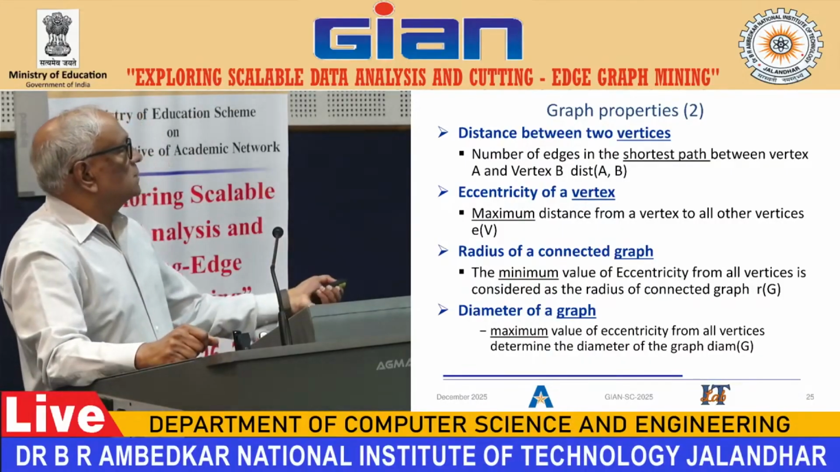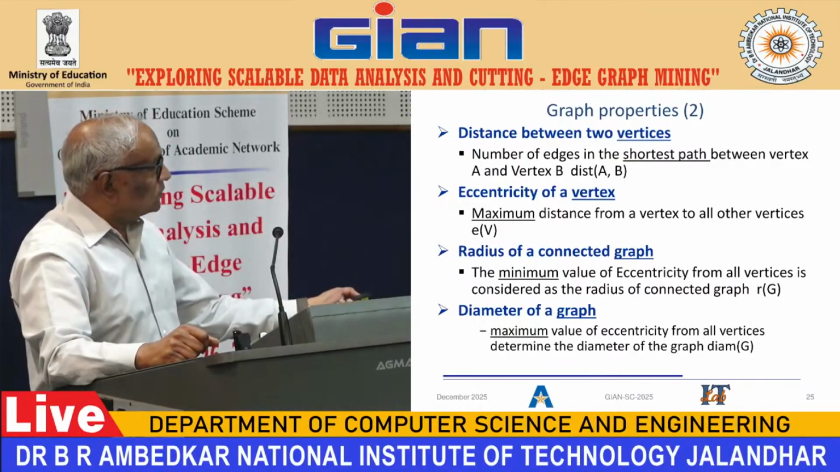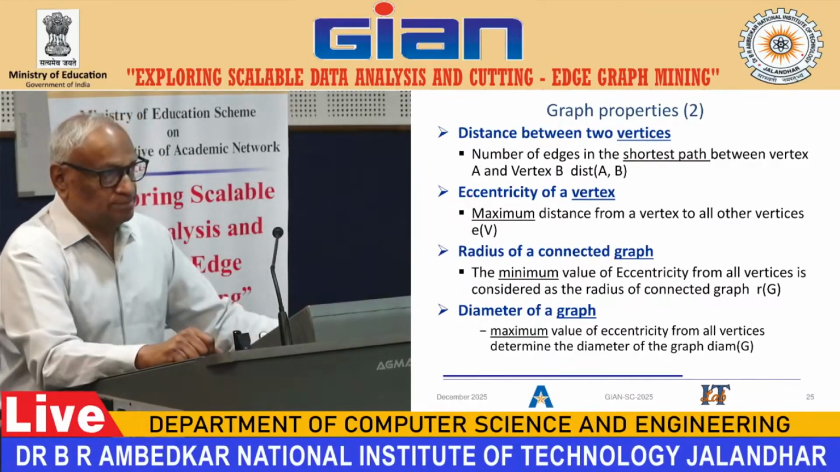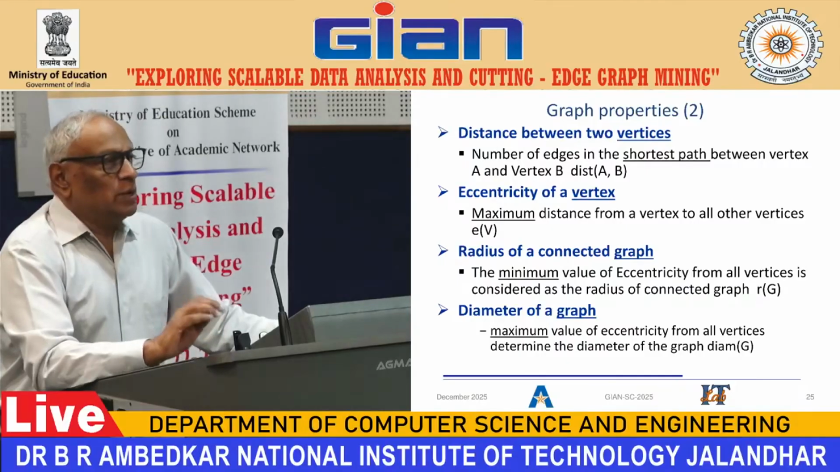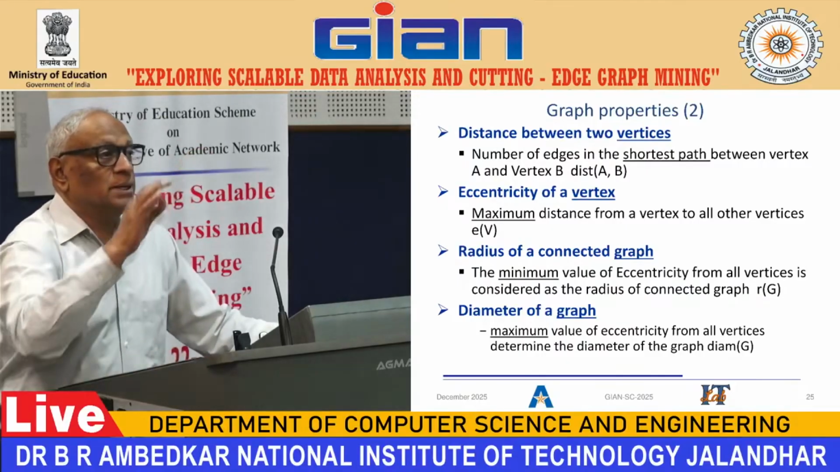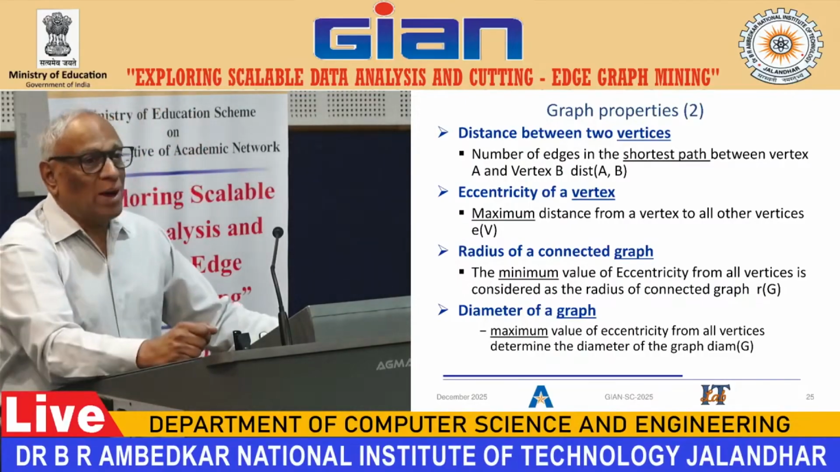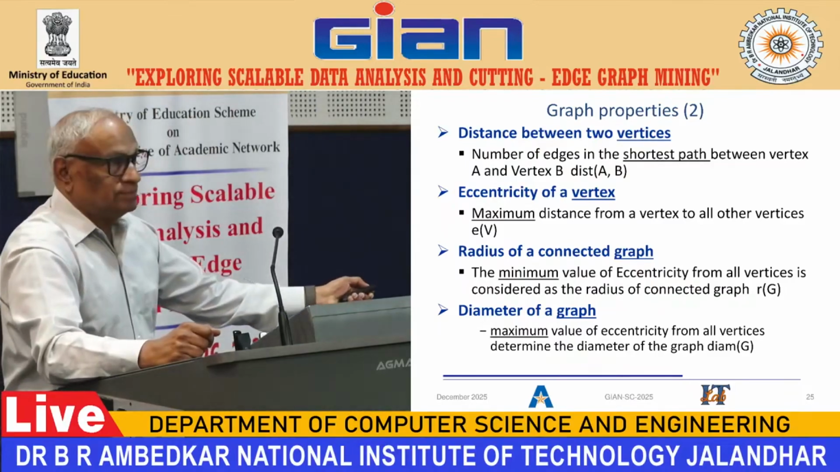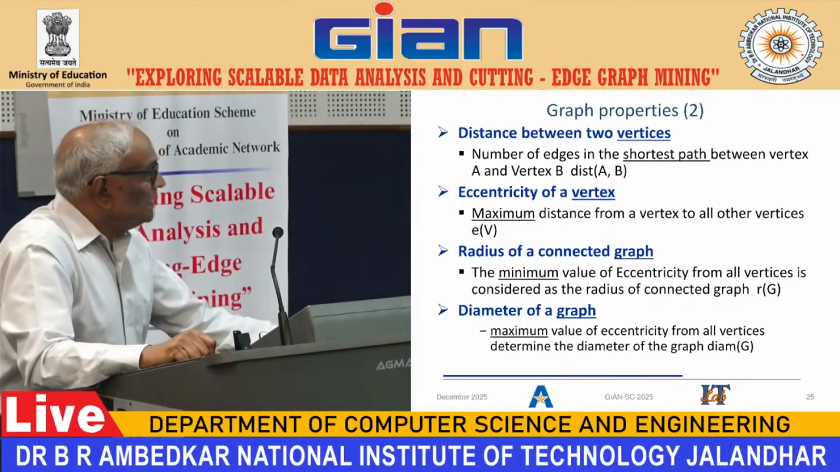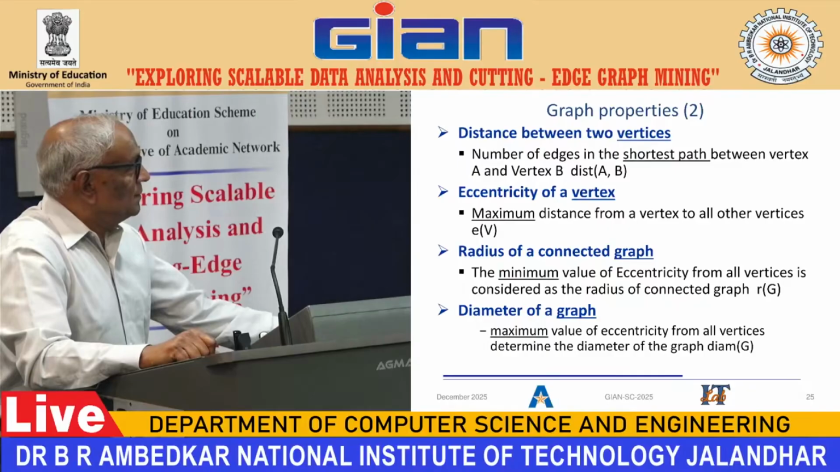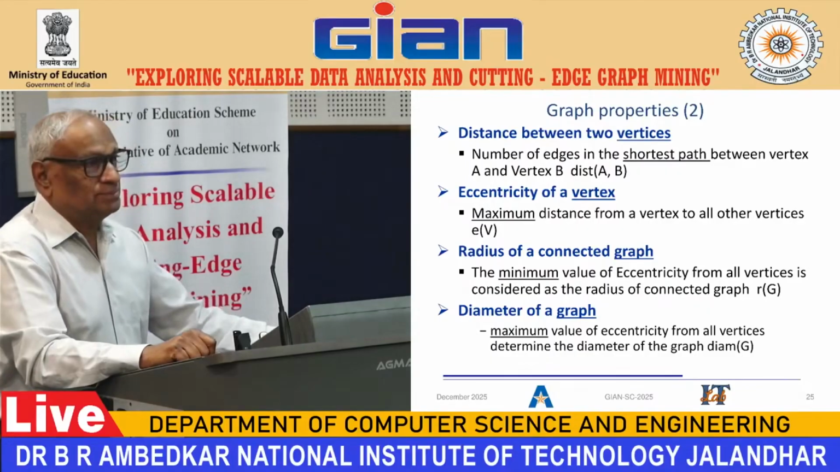Then there is the notion of the eccentricity of a vertex: the maximum distance from a vertex to all other vertices in the graph. You take a vertex and compute its shortest distance to every other node, and the maximum value is the eccentricity. Then there is the notion of the radius of a graph. The minimum value of eccentricity over all vertices is considered the radius of the graph.